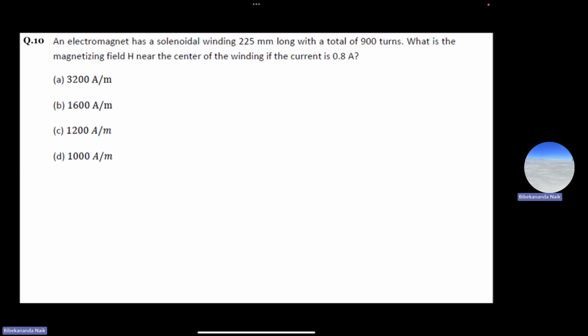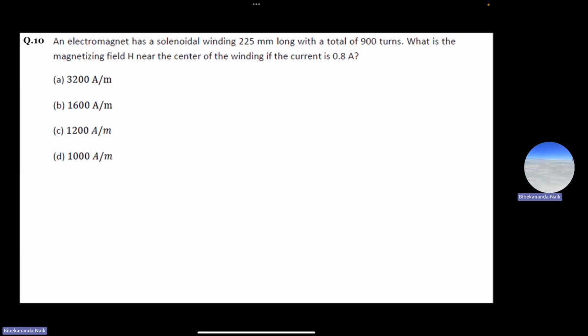Then we will move to the next question. Question number 10. The question says an electromagnet has a solenoidal winding of 225 mm with a total of 900 turns. What is the magnetizing field near the center of the winding if the current is 0.8 ampere? Options are option A 3200 ampere per meter, option B 1600 ampere per meter, option C 1200 ampere per meter, and option D 1000 ampere per meter. So these are the four options.